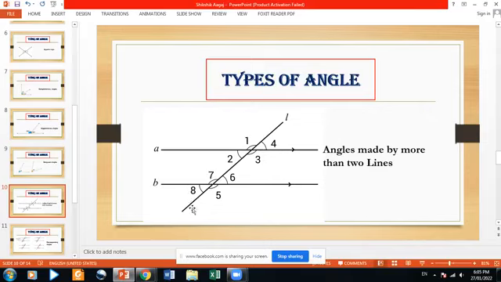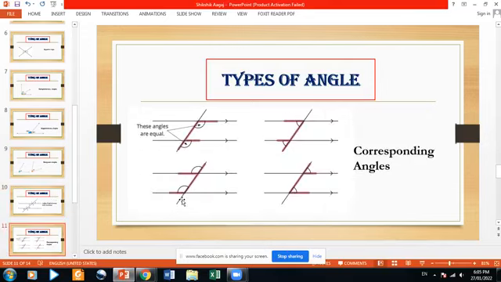Now remember 2 pairs, you will tell me. You can write in the chat box also, which will be the pair of opposite angles. You can again tell me. So here we will just go ahead.